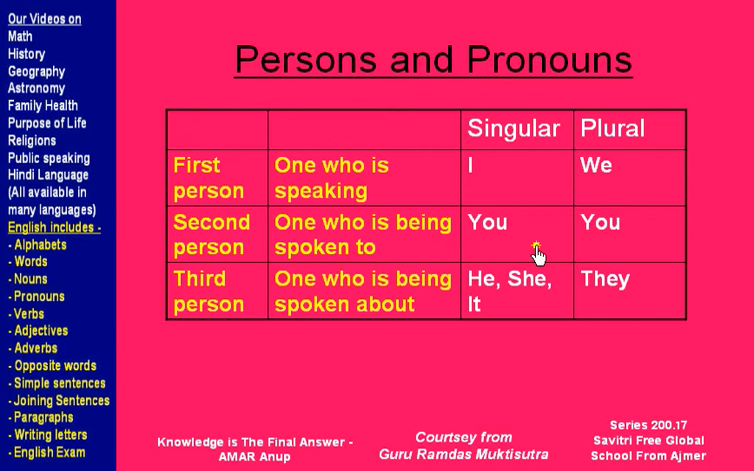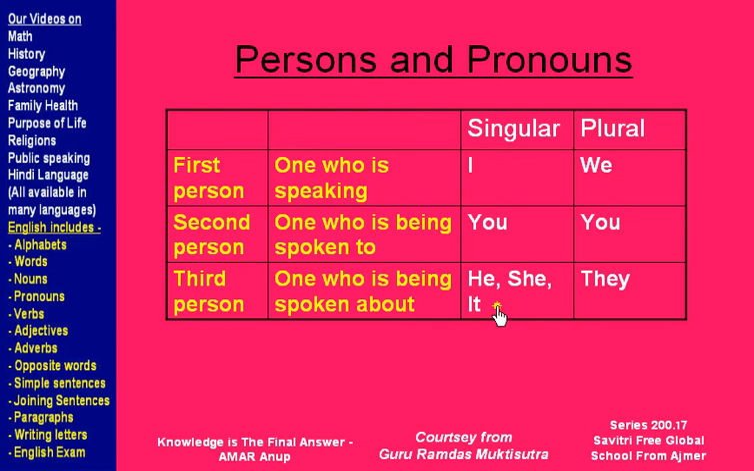Now next example, second person. Second person is the one who is being spoken to. In singular, the pronoun is you, and notice that also in plural, the pronoun is you. When it comes to the third person, the person we are talking about, there are three pronouns that can be used in singular. These pronouns are he, she, or it. In plural, there is only one pronoun for third person, and that pronoun is they.